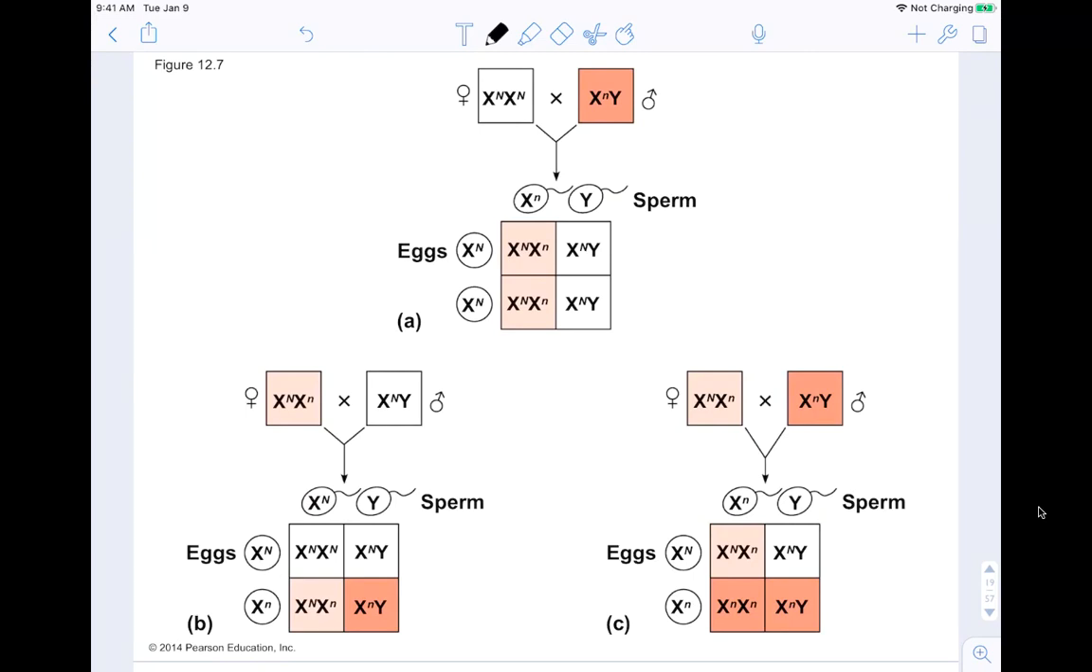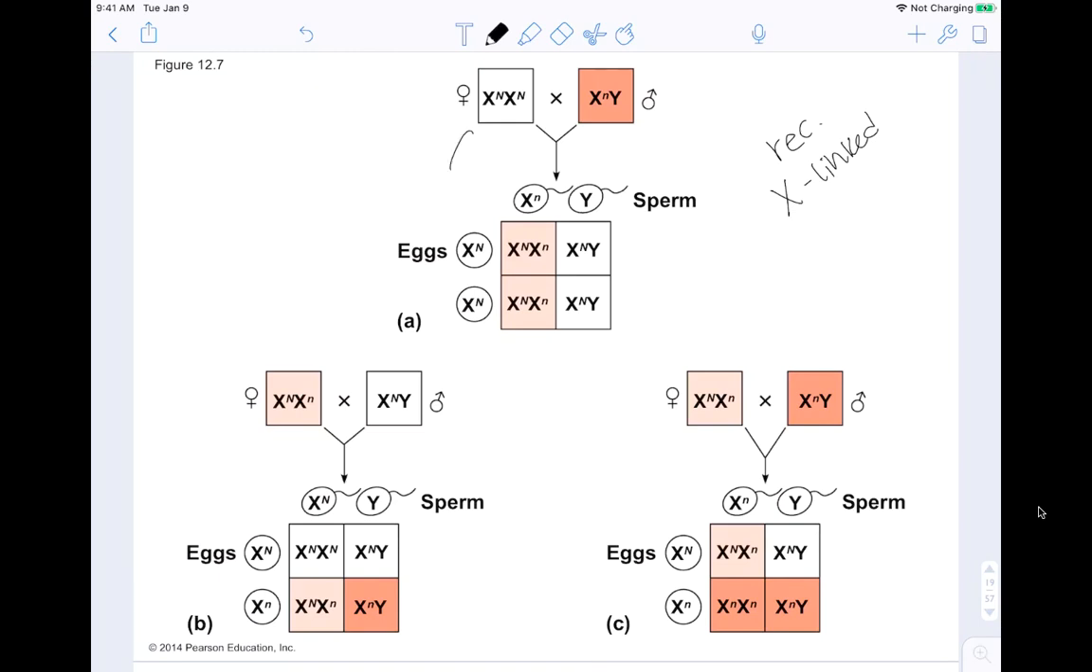This one is showing you the uppercase and lowercase, so dominant and recessive. You can see here that our female has X to the N, X to the N, so they're both capital, and our male, which is colored in, which means he's the one that is actually affected, is X to the little n. So this is going to be a recessive disorder that is an X-linked trait. Our male is affected, our female is not affected.